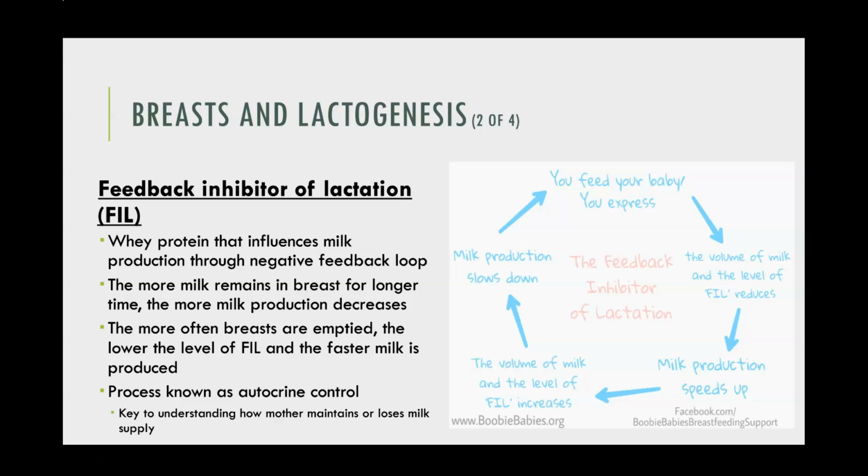But if the breasts are emptied often and fully, then there's a lower level of that feedback inhibitor of lactation, and the faster milk will be produced. This process is an autocrine control process, and it is the key to understanding how a mom will keep her milk production up, and it's key for her to understand that so that she doesn't lose her supply.